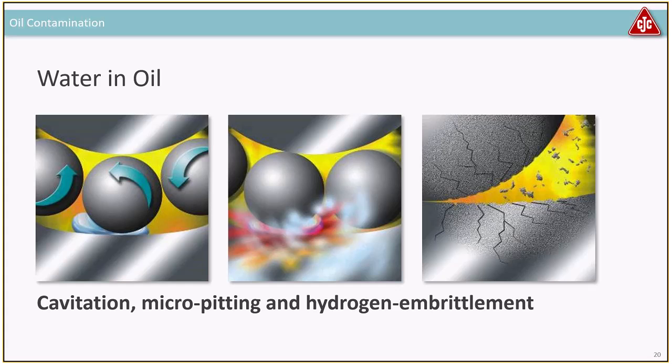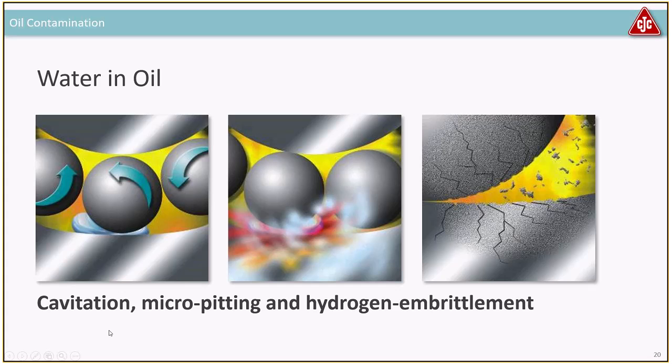And next time a ball is passing that crack, the high pressure oil will be pressed into that crack and make it bigger and bigger, and suddenly you'll create a spall, a big area that will fall off the bearing.